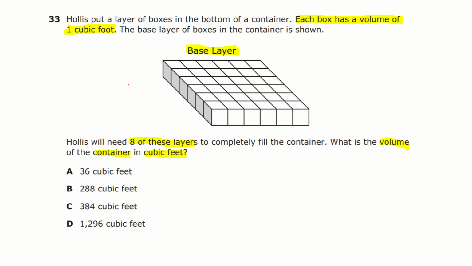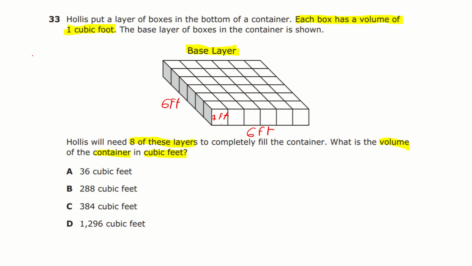So let's start by finding the volume of this base layer alone. And then once we find the volume of this base layer, we can multiply it by 8 to get our volume of the container, since 8 of these layers will create the container. So let's start. So the height would be 1 foot. Then the length would be 2, 3, 4, 5, 6 feet. And the width would be 1, 2, 3, 4, 5, 6 feet.